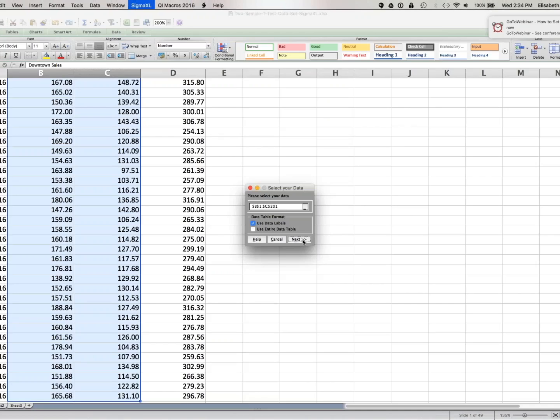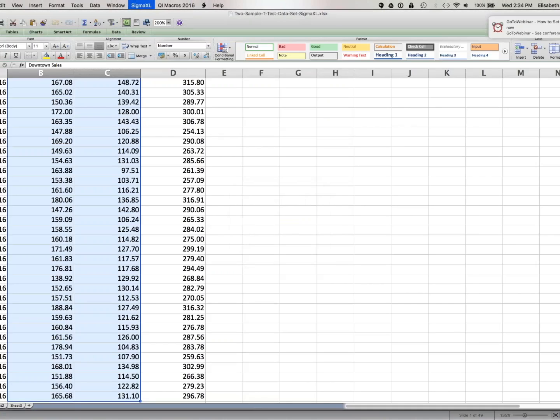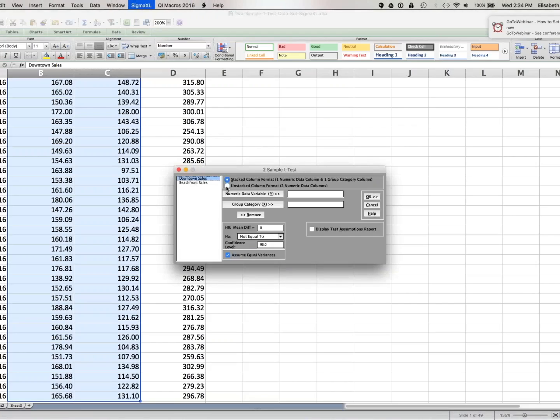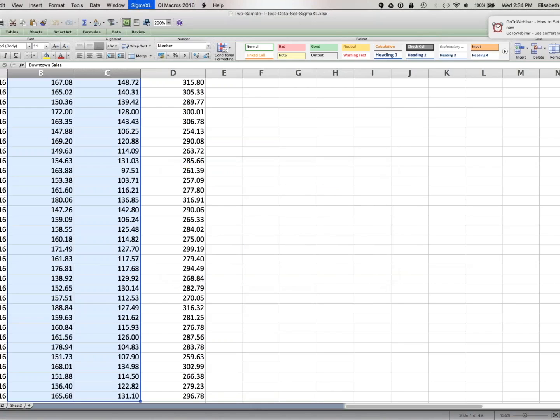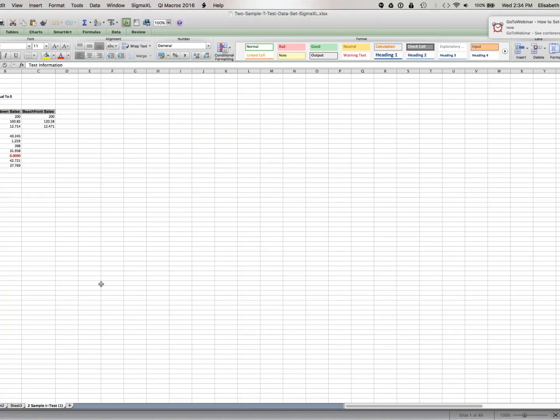Then I'm going to hit next. My data is unstacked, so I'm going to hit both variables. Okay. And let's come back so we can see that in a larger format.